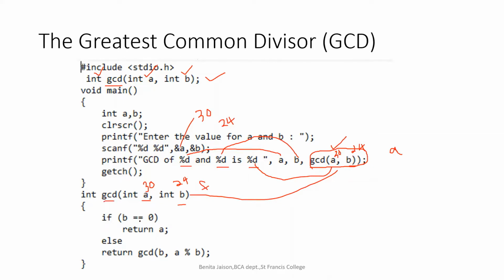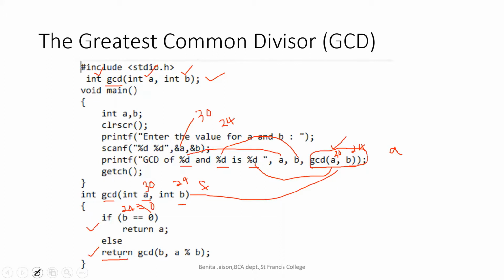Now what is given in the body of the function GCD? You know that if b is equal to 0, return a. So which line will be executed over here, this return or this return? Here a value is 30 and b value is 24. Here we are checking whether 24 is equal to 0. It is not equal to 0. So which part will it execute? It will execute the else part, right?